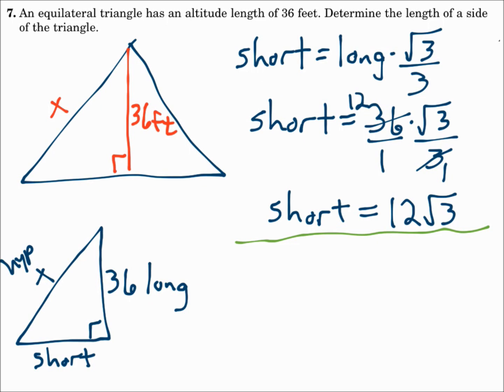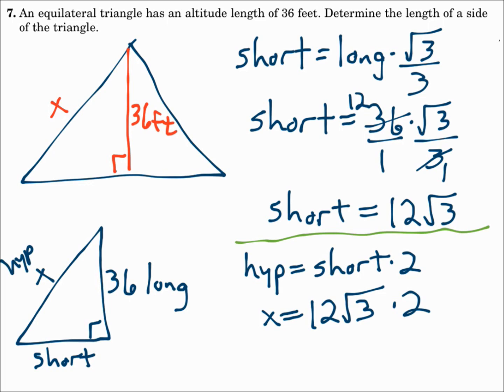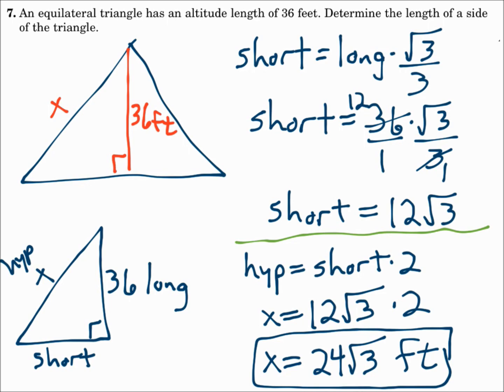So use hypotenuse equals short times 2. Hypotenuse is x, short is 12 square root of 3 times 2. I can multiply the numbers outside the radical, 12 and 2, so x is 24 times the square root of 3, and that's feet. So when the altitude of an equilateral triangle is 36 feet, one of the sides of that triangle is 24 times the square root of 3 feet.